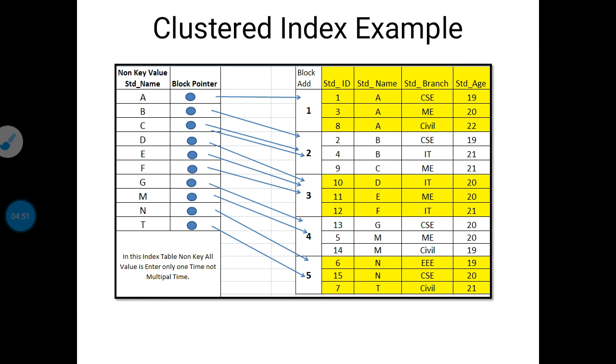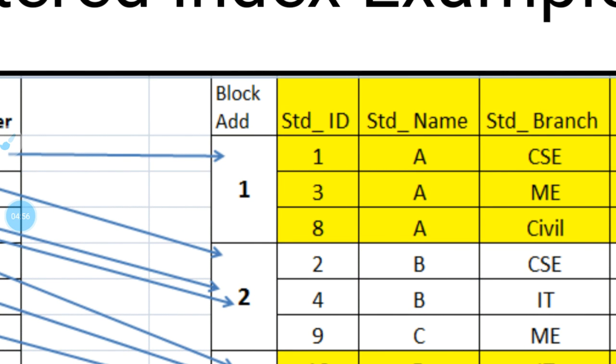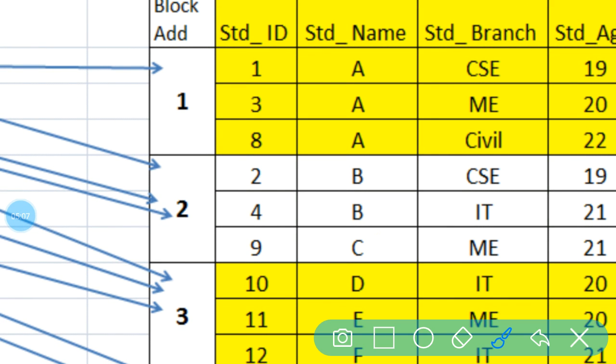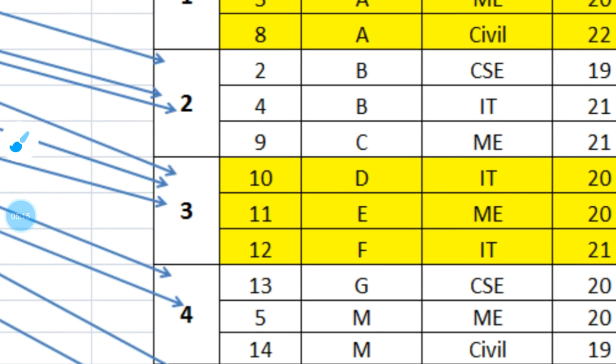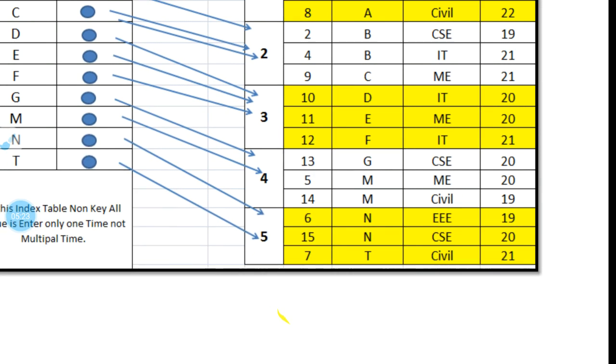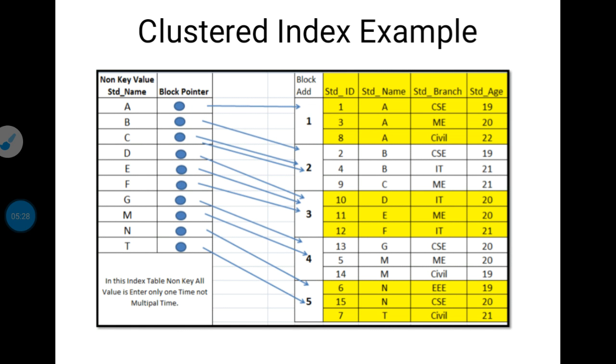So this is the cluster index for that particular table. Here I am taking 3 records in each block, and these are the block addresses. In block number 1 we have 3 records. In block number 2 we have 3 records. Similarly, in block number 3 we have 3 records. In block number 4 and block number 5 we also have some records of the student database file, and these blocks are stored along with these records at the physical level.